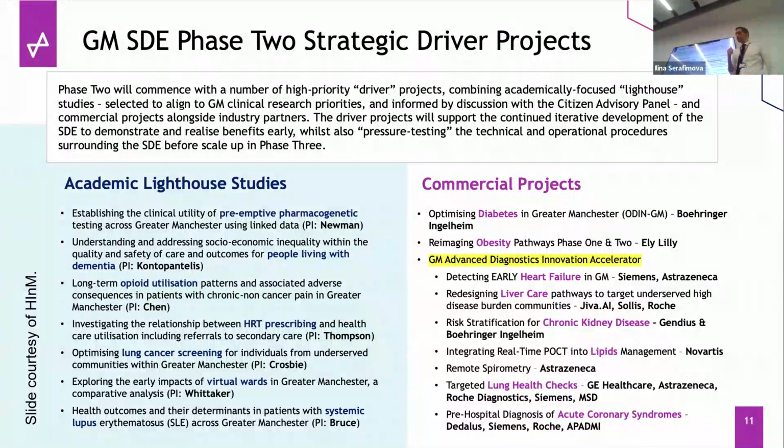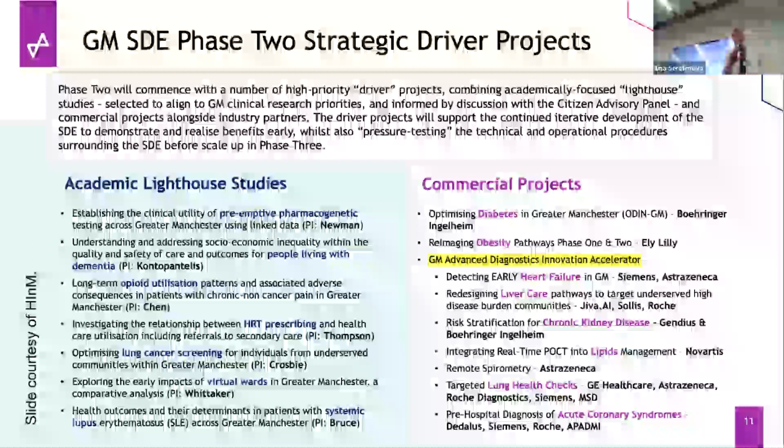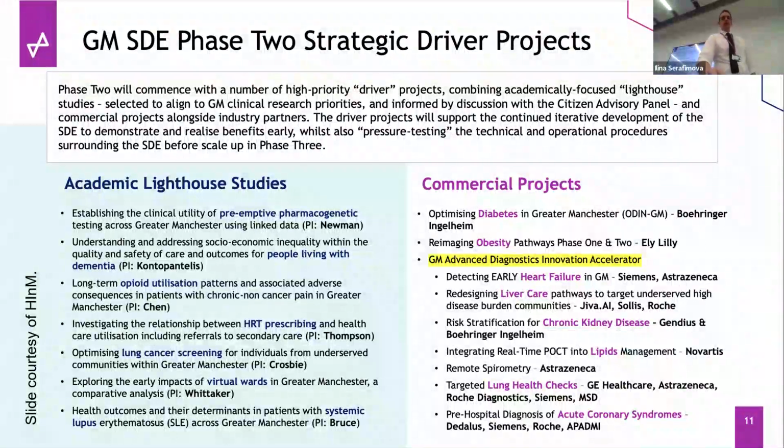So these are our phase 2 strategic driver projects. I mentioned the academic lighthouse studies, which are on the left, and then there's a series of commercial projects that are also being run in parallel. I don't need to get into the details, although we're going to hear about one of the lighthouse projects from Mia in a second.